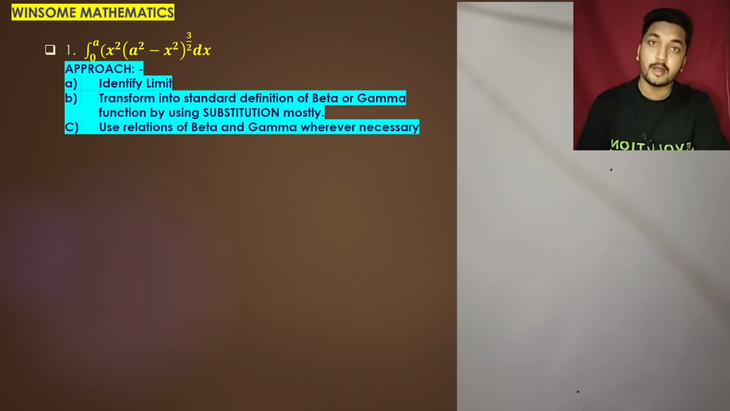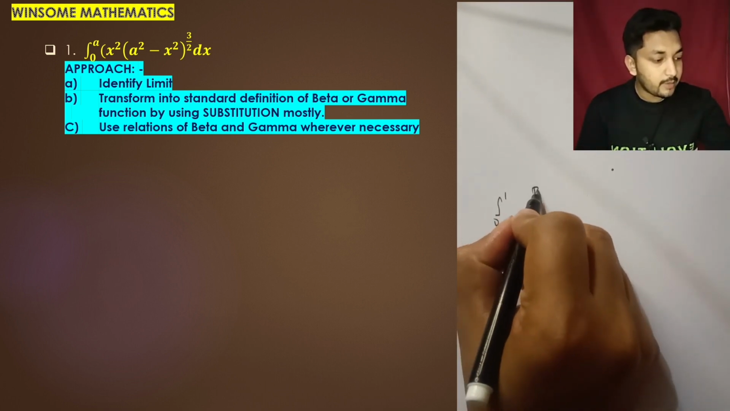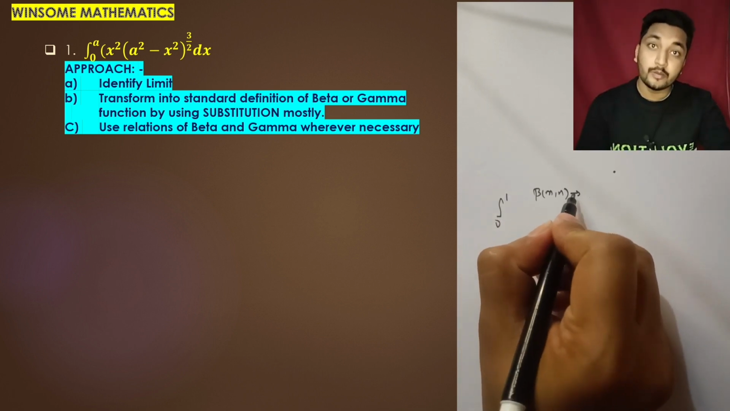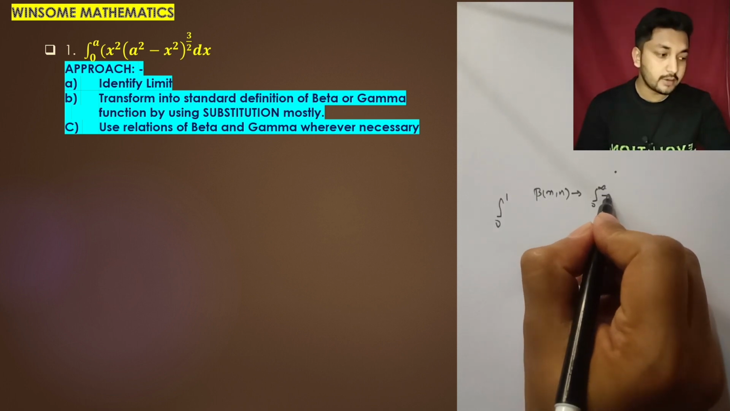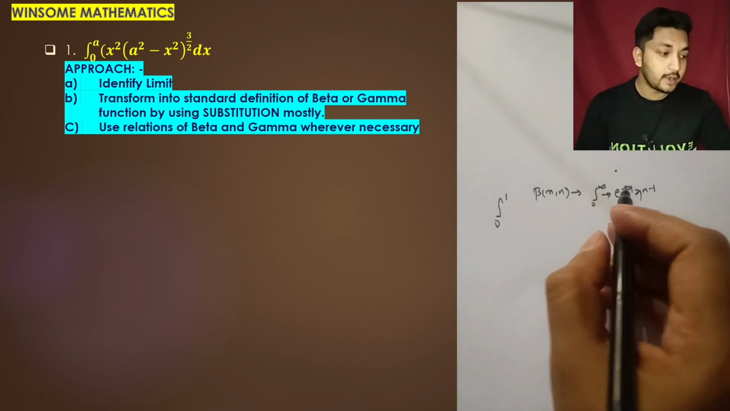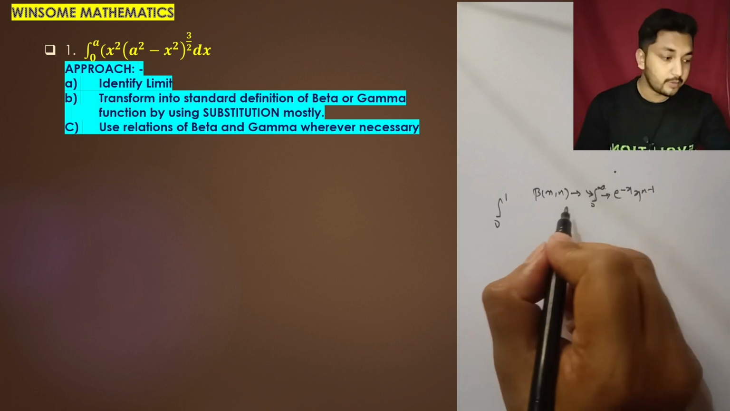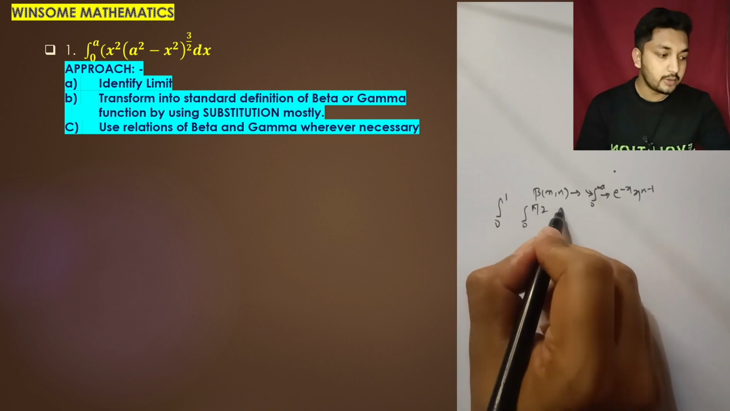Let's see the approach. We have to identify the limit first. We have only three standard limits. In beta m n we have three limits, and in gamma we have 0 to infinity. This is the standard definition of gamma: integral from 0 to infinity of e to the power minus x, x to the power n minus 1. In gamma we have come across 0 to infinity. In beta we have come across three limits: 0 to 1, 0 to pi by 2, and 0 to infinity.